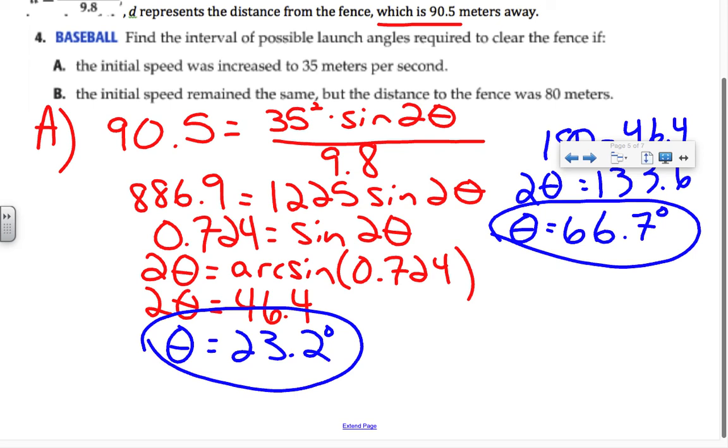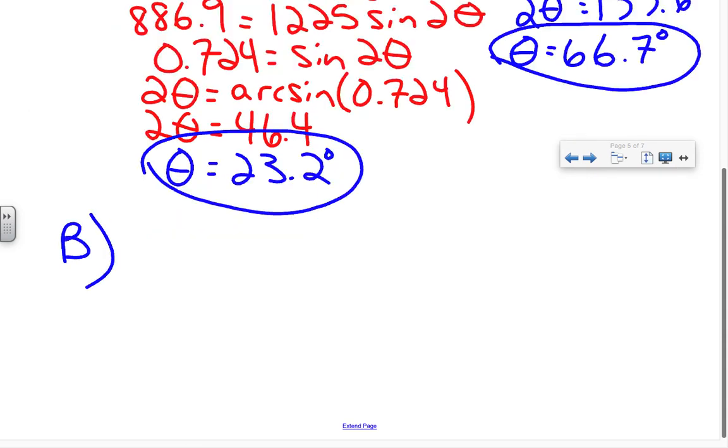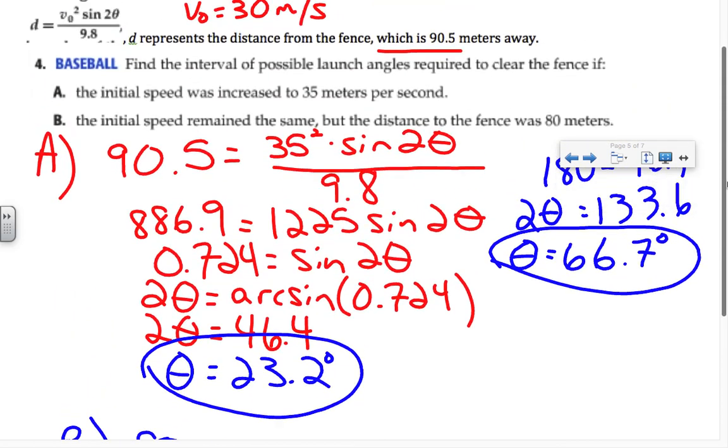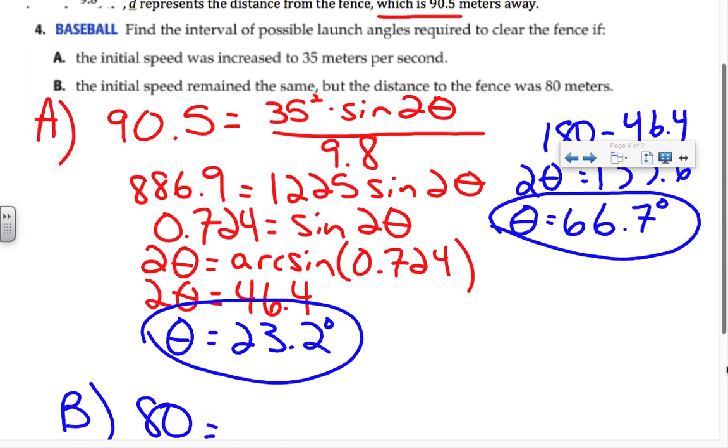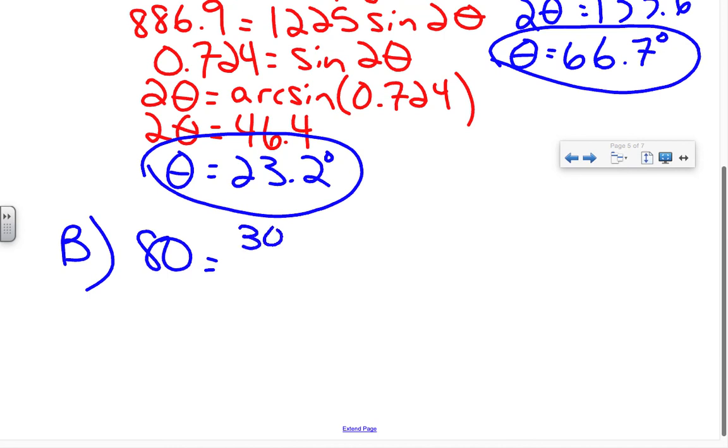In part B, same kind of problem. This time I'm trying to find the launch angles that would get the ball to the fence if the fence was only 80 meters away. So in part B, again, it's 80 meters this time, equal to, and I'm keeping the initial speed the same, the one that they gave me in the book that I forgot to copy over, so that's 30. So 80 equals 30 squared times the sine of 2 theta over 9.8. And then we solve the equation in the same manner.